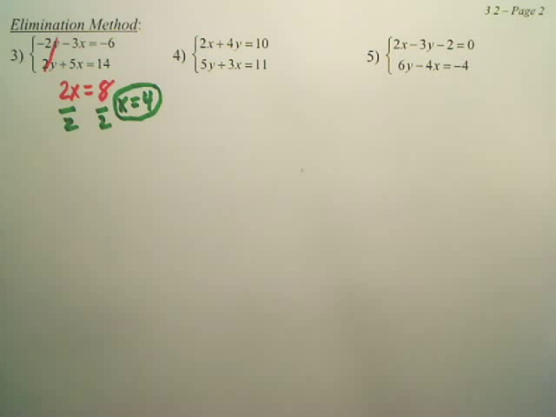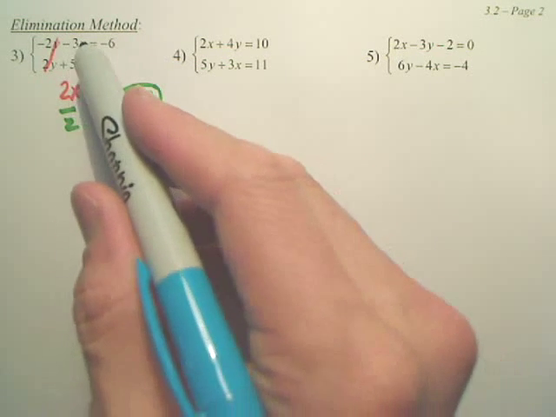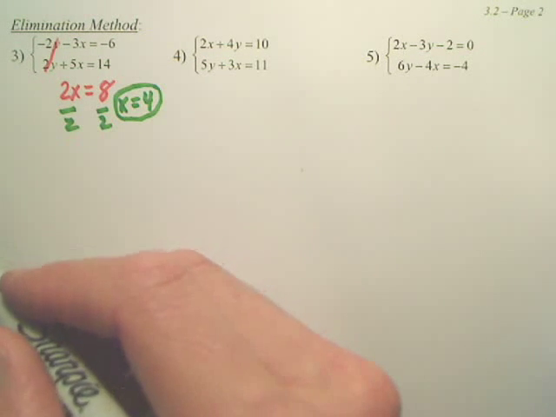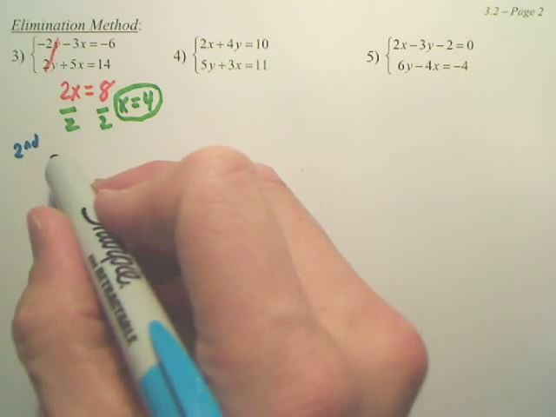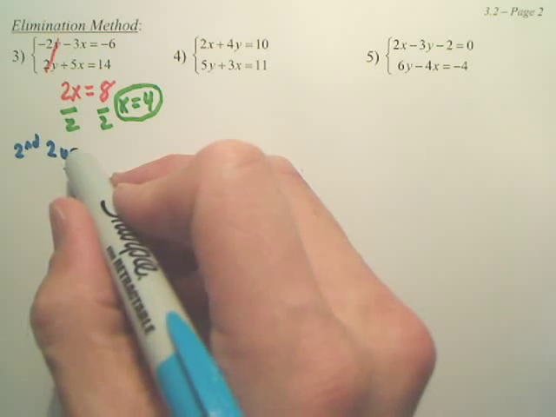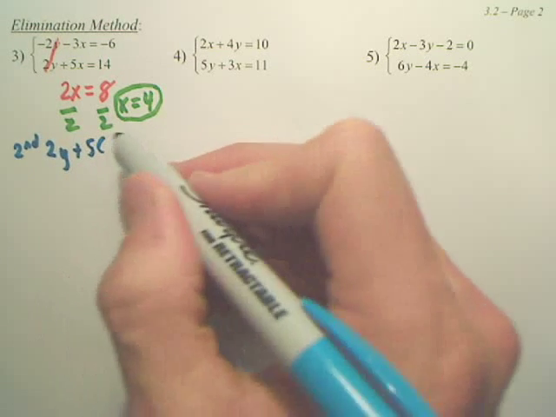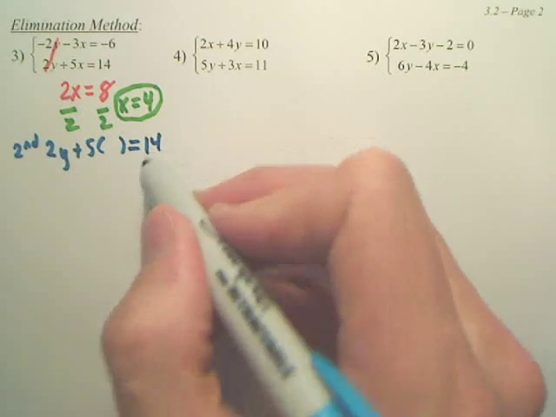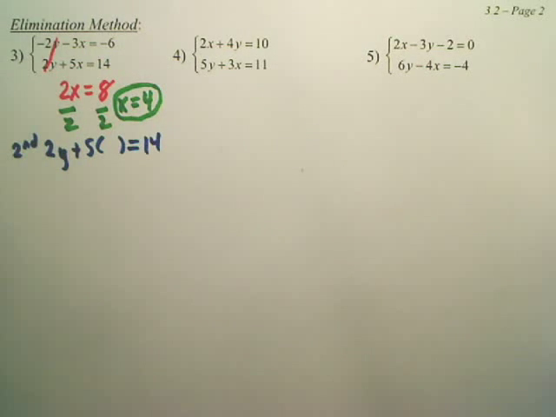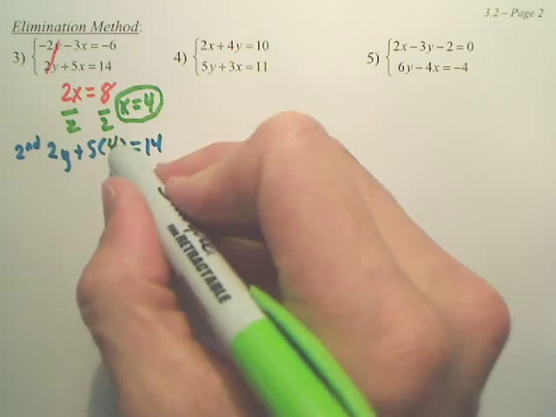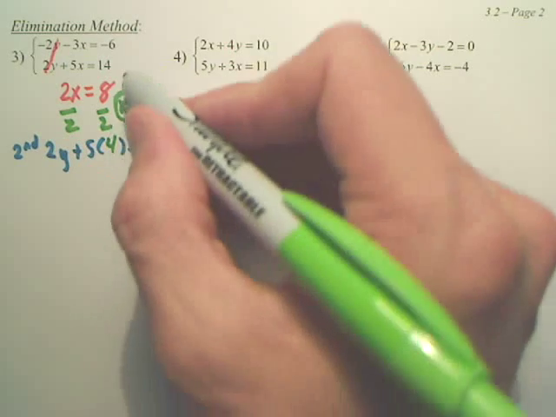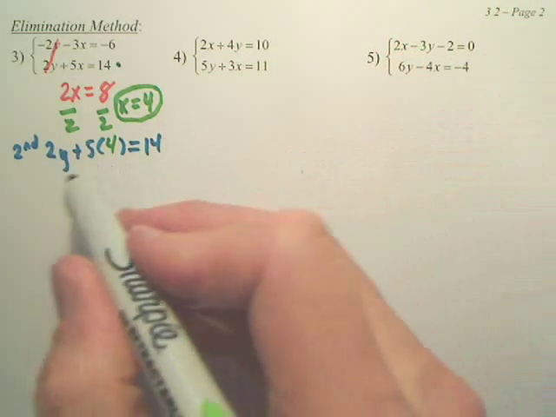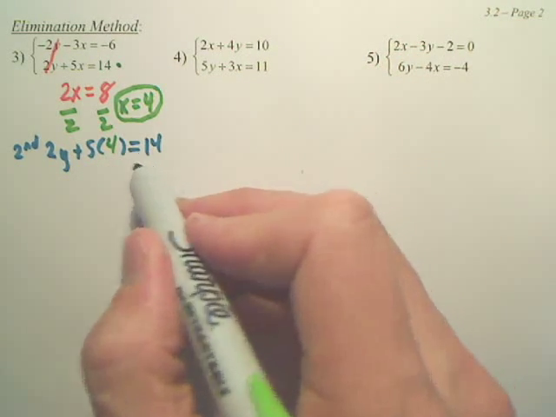Now, we're only halfway there, and people sometimes stop there. Don't stop. We need to take this 4 and plug it into the first or second equation. It doesn't really matter which one. I'm going to choose the second equation. And instead of x, I'm going to put a blank, because x is 4. So I plugged it in to the second equation. So now I solve this, and I'll get y.